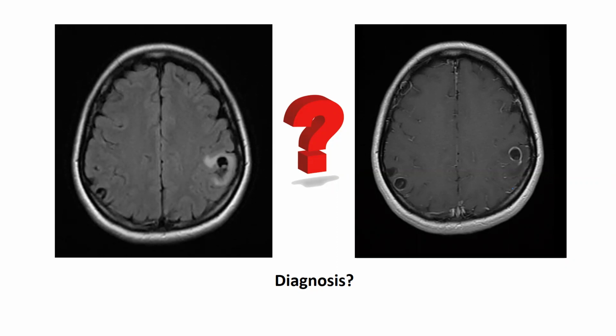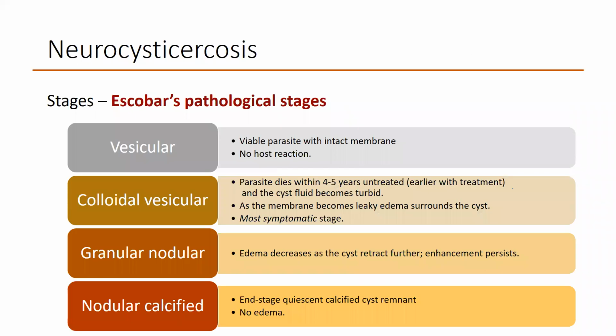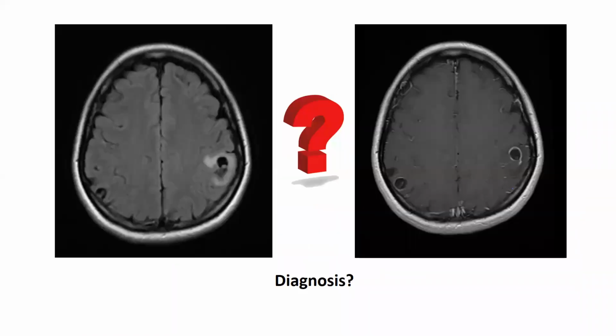I will explain it here. On the right hemisphere, you have a lesion in which you can see the scolex inside. There is no edema around it, and in the contrast-enhanced image there is lesser enhancement. One very important thing: the wall is thin. So in a vesicular lesion, the wall will be thin. Whereas the left side is the second stage, the colloidal vesicular stage, where there is edema around the lesion, the wall is thicker and contrast enhancement is more.